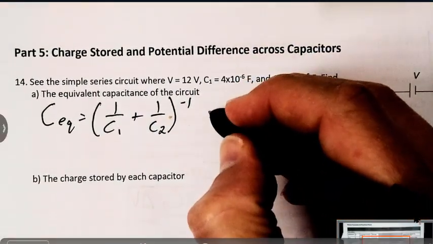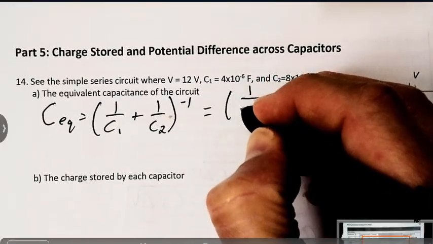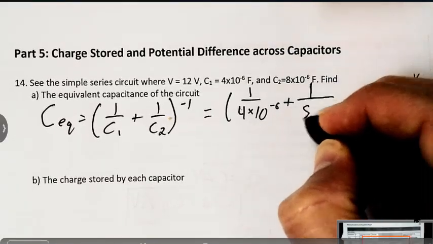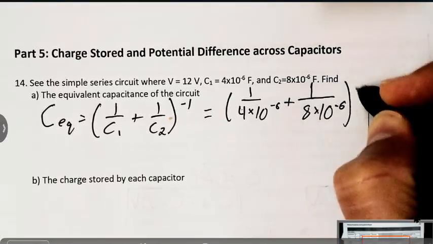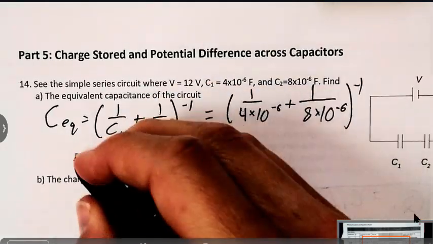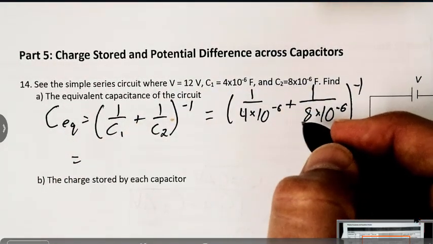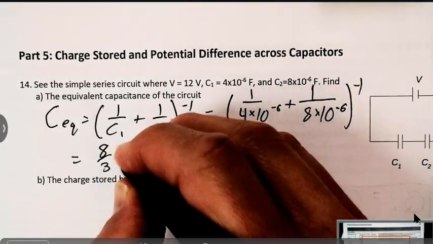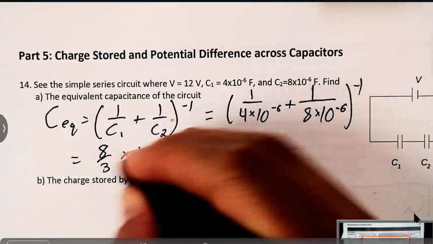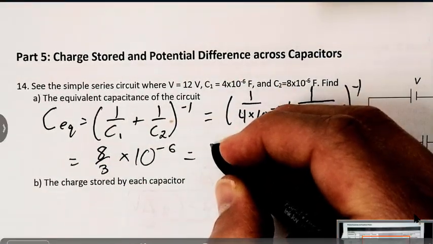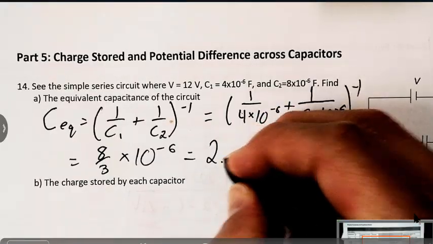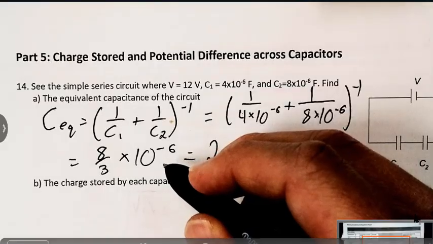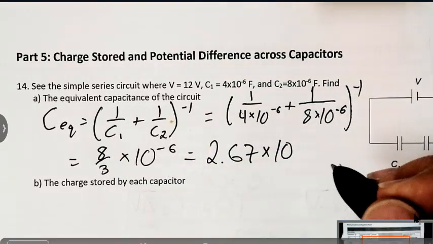So let me plug in my numbers. So it's 1 over 4 plus 1 over 8, inverse. And 1/4 plus 1/8 is 3/8, so it's 8/3. So 8/3 times 10 to the minus 6th, which is what, 2 2/3 or something like that? Yeah, 2 2/3, so 2.67 times 10 to the minus 6th, or times 10 to the 6th, times 10 to the minus 6. Oh, my brain just broke.